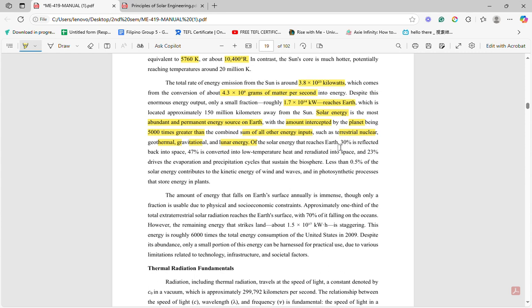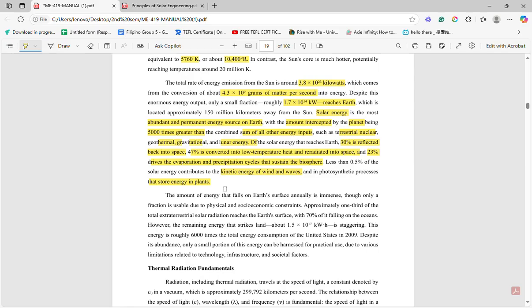And of the solar energy that reaches Earth from that 1.7 times 10 to the 4 kilowatts, 30% is reflected back into space, 47% is converted into low temperature heat and re-radiated into space, and 23% drives the evaporation and precipitation cycles that sustain the biosphere. And less than 0.5% of the solar energy contributes to the kinetic energy of wind and waves and in photosynthetic processes that store energy in plants. So imagine that is the energy distribution that reaches the Earth.